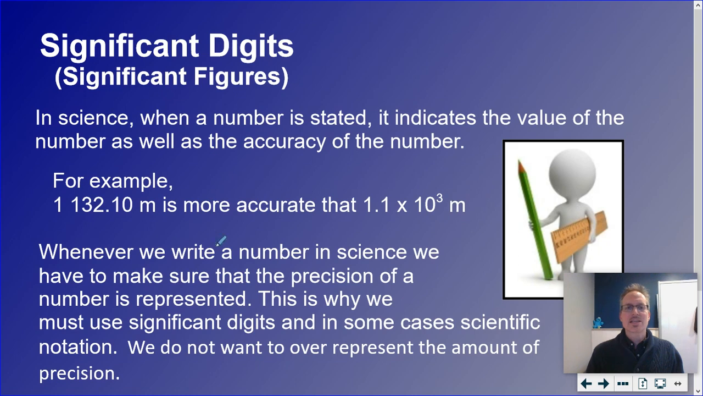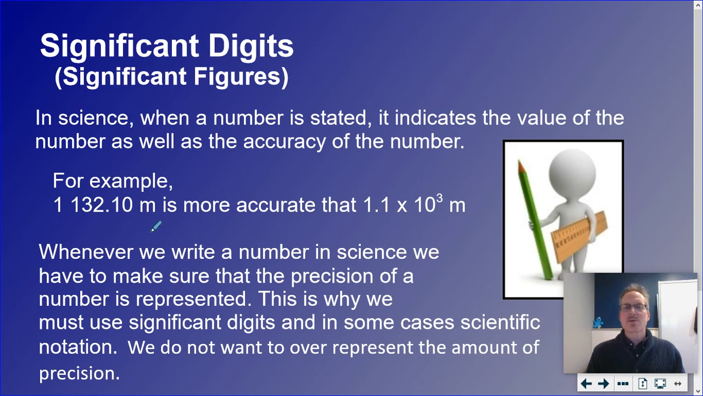If I take a look at these two numbers here, I have 1,132.10 meters, and I also have the same number represented as 1.1 times 10 to the 3 meters. If we think of it this way, I think it's an easy answer which one is more accurate, which one gives me more information. And I think we realize this one is. When in science we write a number, we have to make sure that we represent the precision.